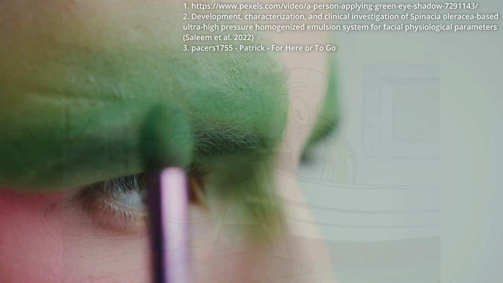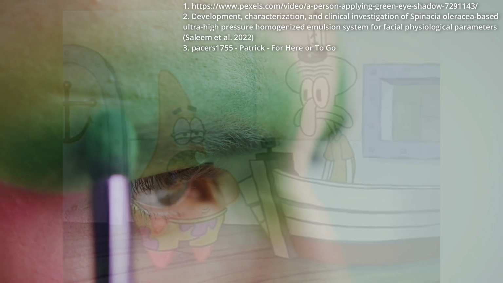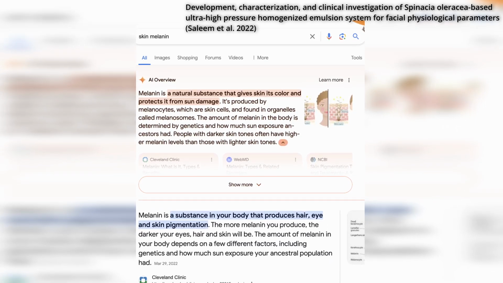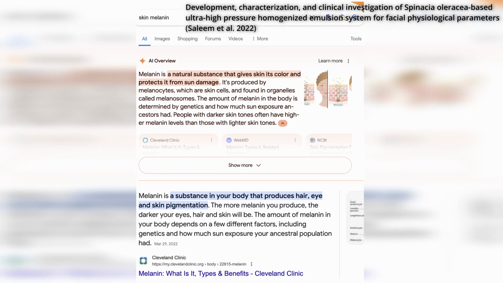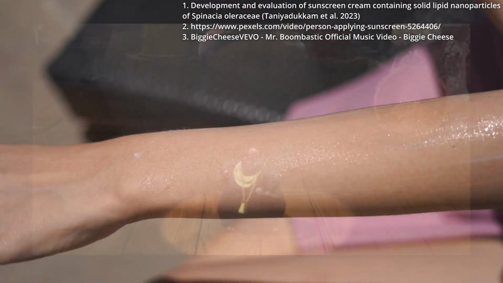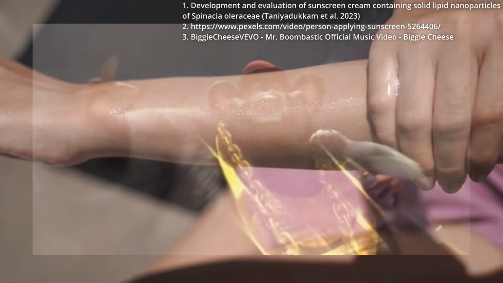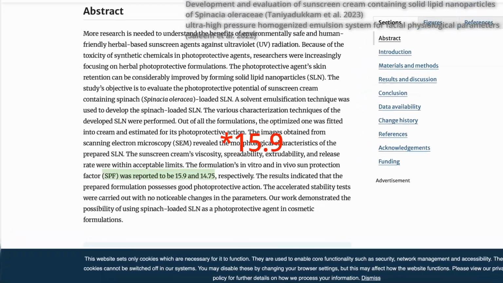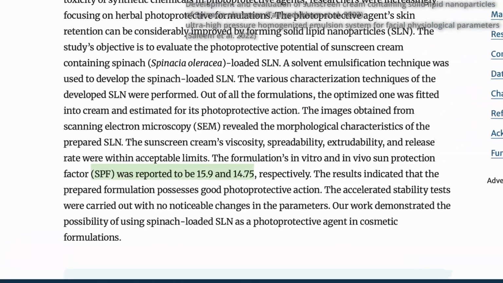As a cosmetic, spinach extract loaded ultra-high pressure emulsified systems can be used as an anti-melanogenic, depigmenting, and skin rejuvenating product. The results exhibit a decrease in skin melanin, a decrease in skin erythema, and an increase in skin hydration. As a sunscreen, spinach-loaded solid lipid nanoparticles could be used as a photoprotection. The results exhibit a sun protection factor of 5.9 in vitro and 14.75 in vivo.